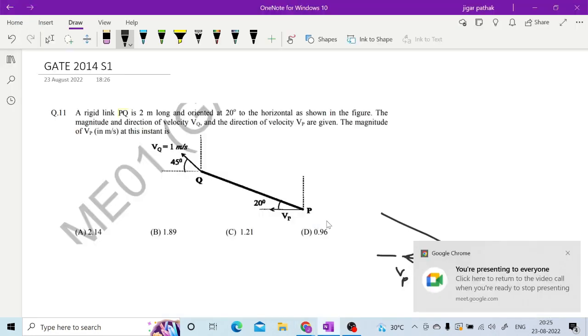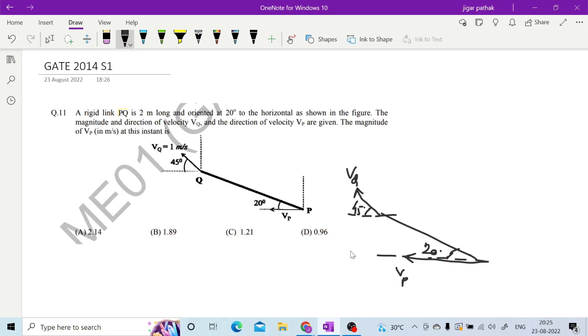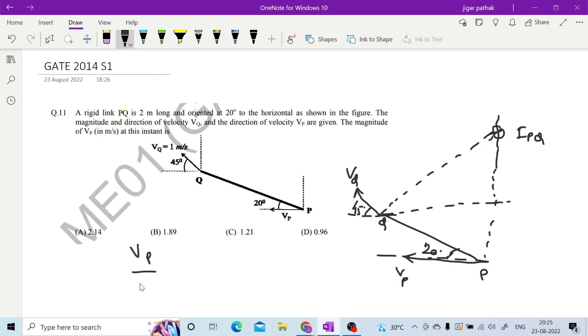So here VP is in this direction as mentioned here. Now VQ is given at 45 degree. You are asked to calculate this VP. VQ is given, right? Now this link has both the points P and Q. As we have discussed, if you take perpendicular to this and perpendicular to this, then this link is assumed to be rotating around the same point, this instantaneous center. You can write this as IPQ. Now once you have this instantaneous center, you have VP divided by P into IPQ, that is the distance, right? Similarly VQ divided by QIPQ. So you have to calculate this distance from this geometry.